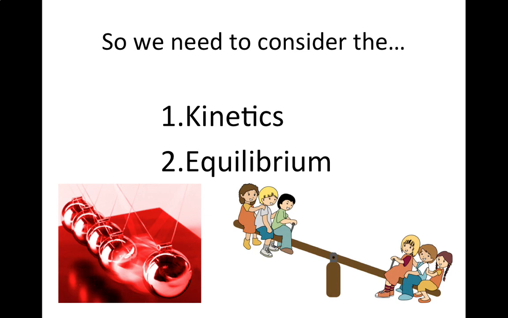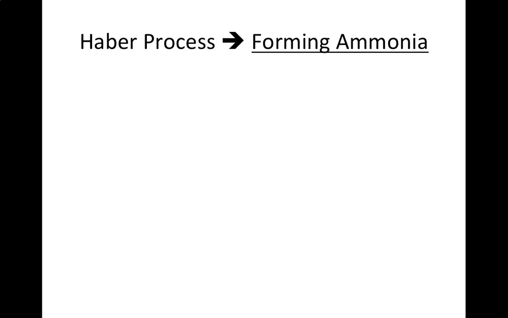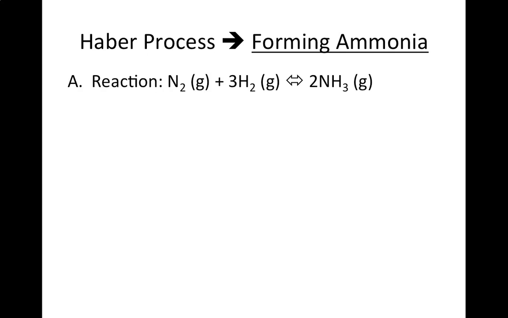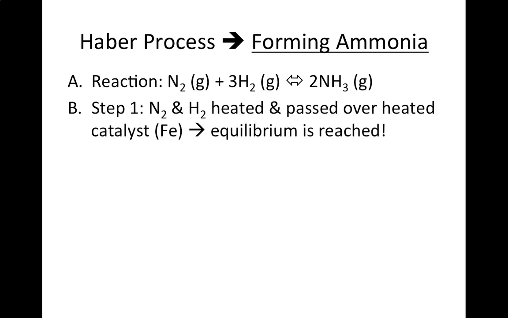We need the reaction to happen quickly, at a fast rate, and it sometimes needs to be able to reach equilibrium. One of the most common processes that you will hear about, and definitely will see on an IB exam, is the Haber process, which is how we form ammonia. The reaction for it is nitrogen gas plus hydrogen gas forms ammonia.